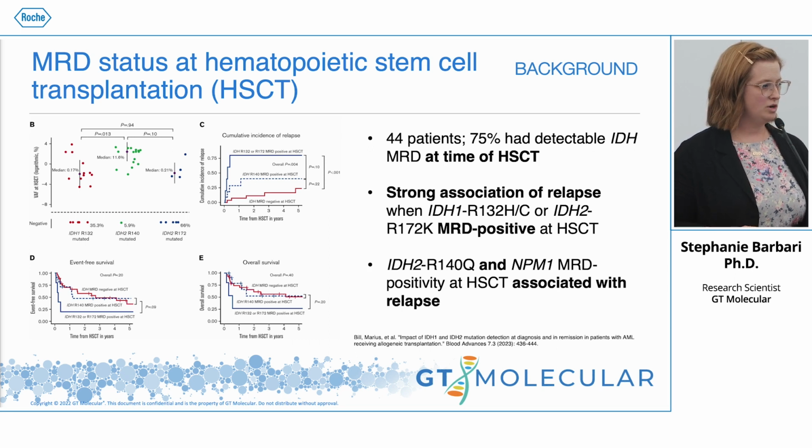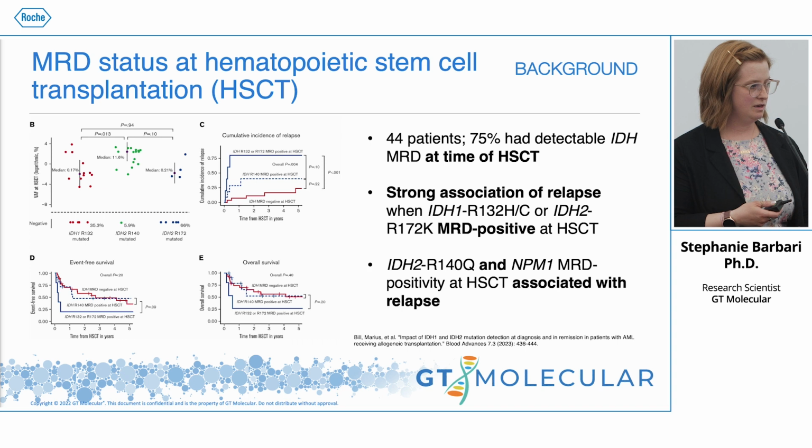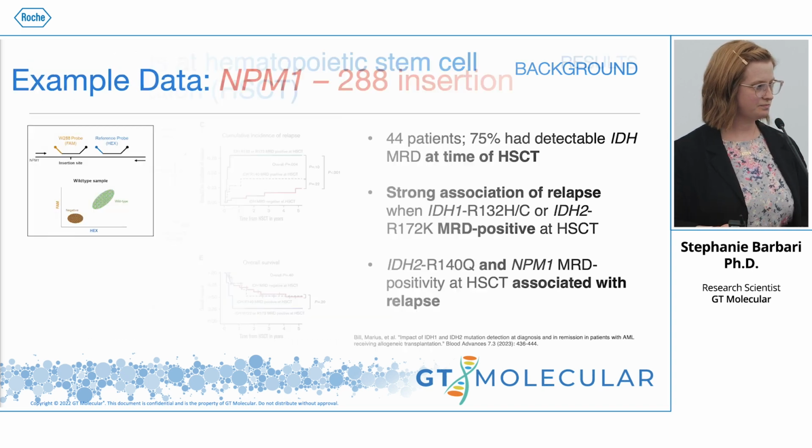Interestingly, with R140Q, most patients who were 140Q positive and NPM1 positive at diagnosis had cleared NPM1 at the time of transplant, and only the patient that still had NPM1 remaining relapsed. So again, this further substantiates the utility of using this panel in monitoring these mutations throughout.